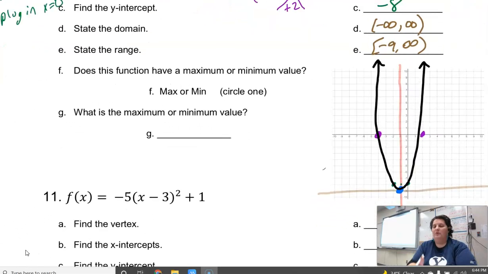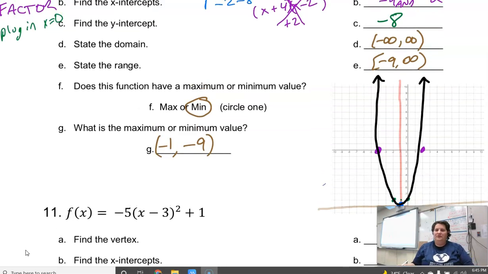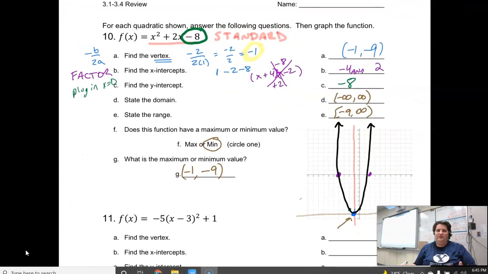Does it have a maximum or minimum? Well, if it's a right-side-up parabola, that point right there is a minimum. What is the maximum or minimum value? You could just put negative 9. Or if you want, you could put the coordinate point, negative 1, negative 9. I'm okay with either one, but that's the minimum value. It's the exact same thing as the vertex, okay? So that is standard form. Hopefully you guys remember all those different things, all right?